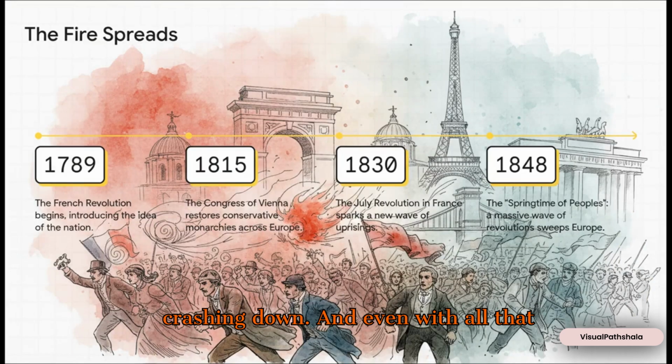And even with all that repression, the pressure just kept building. It was like a pressure cooker. In 1830, France had another revolution, which kicked off a whole chain reaction of revolts elsewhere. And it all leads up to this massive climax in 1848, a year they called the Springtime of Peoples, when this huge wave of revolutions just swept across the entire continent. We're talking Paris, Budapest, Berlin, everywhere.